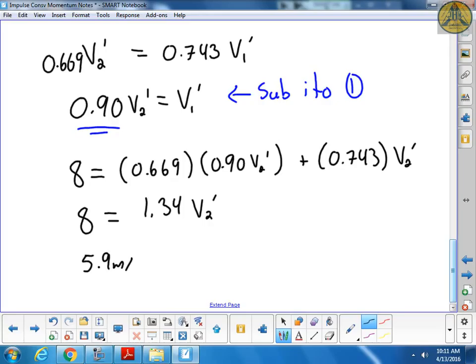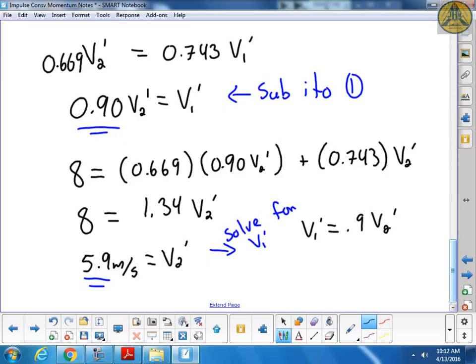Where is the 0.669? That is cosine of 48. It's just from one of the equations up, so I'd have to write it down again. V1 prime 5.4, V2 prime 5.9.